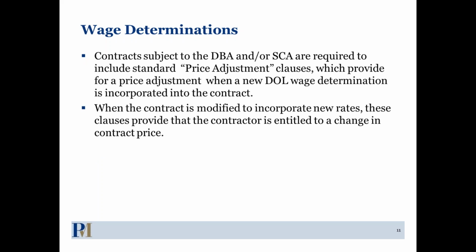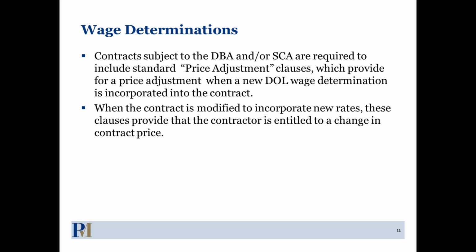Whenever you have SCA or DBA contracts, there should be a price adjustment clause included that references both the SCA and the DBA, or whichever applies to the contract. These price adjustment clauses provide for a price adjustment when a new wage determination is incorporated into a contract. And it's not a discretionary thing. It is something that you are entitled to based on a change in the contract.